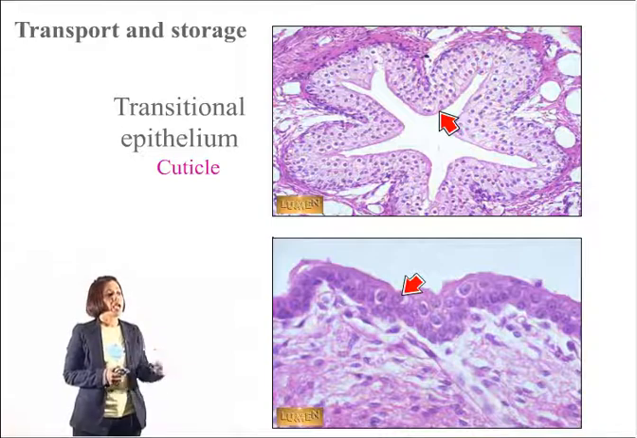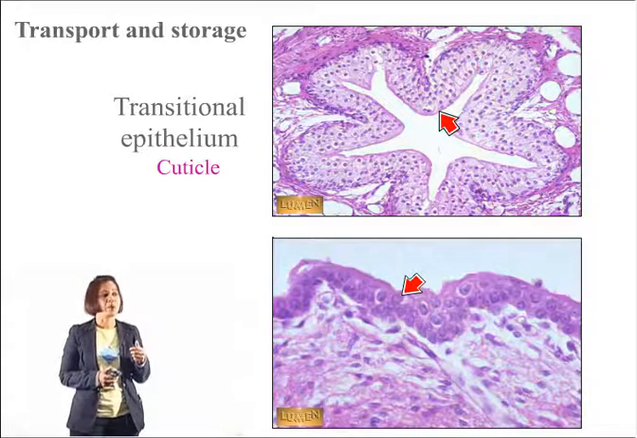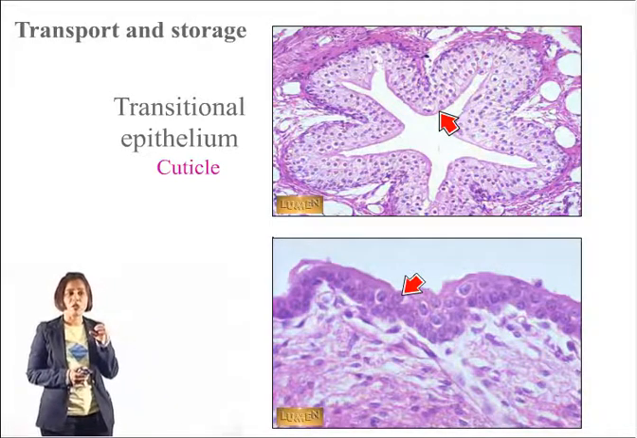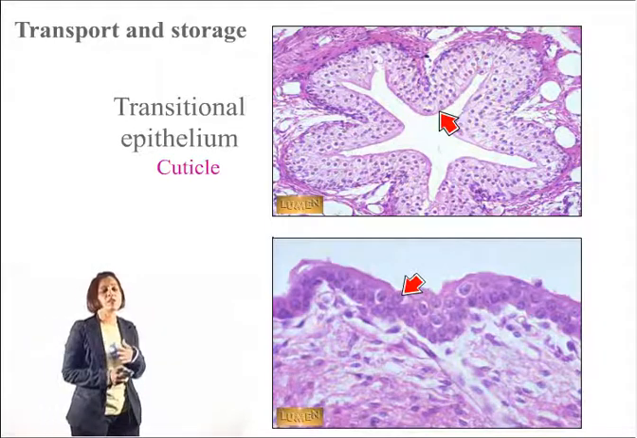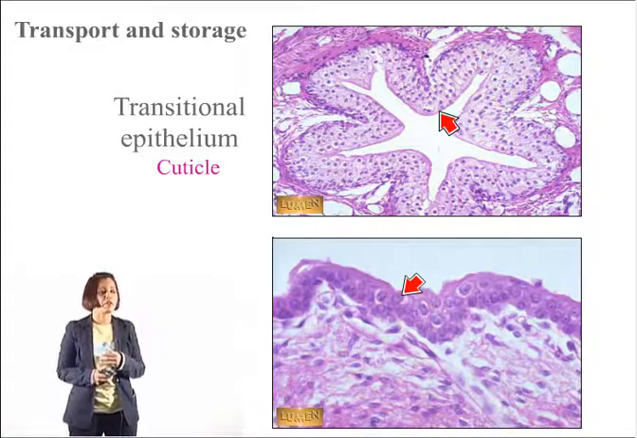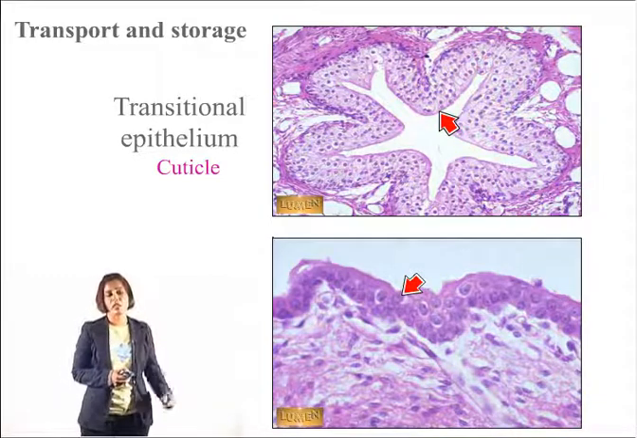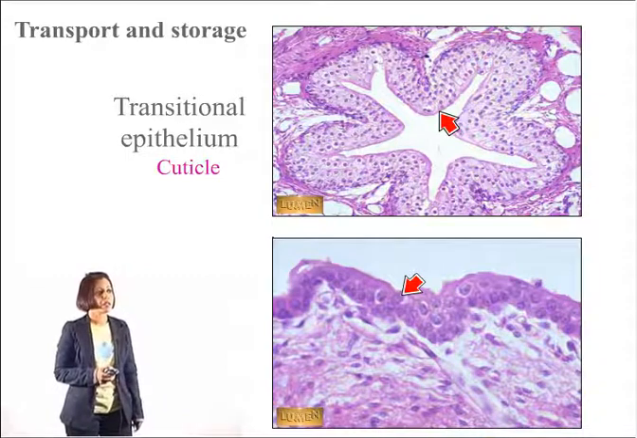the cuticle, and on the top picture you can see the cuticle quite well, and in the lower picture the arrow points to these umbrella cells, which you can see are very large, so hence you can differentiate them from stratified squamous epithelium, because in stratified squamous epithelium the cells are flattened out, whereas here you can see that the cells are large and plump.